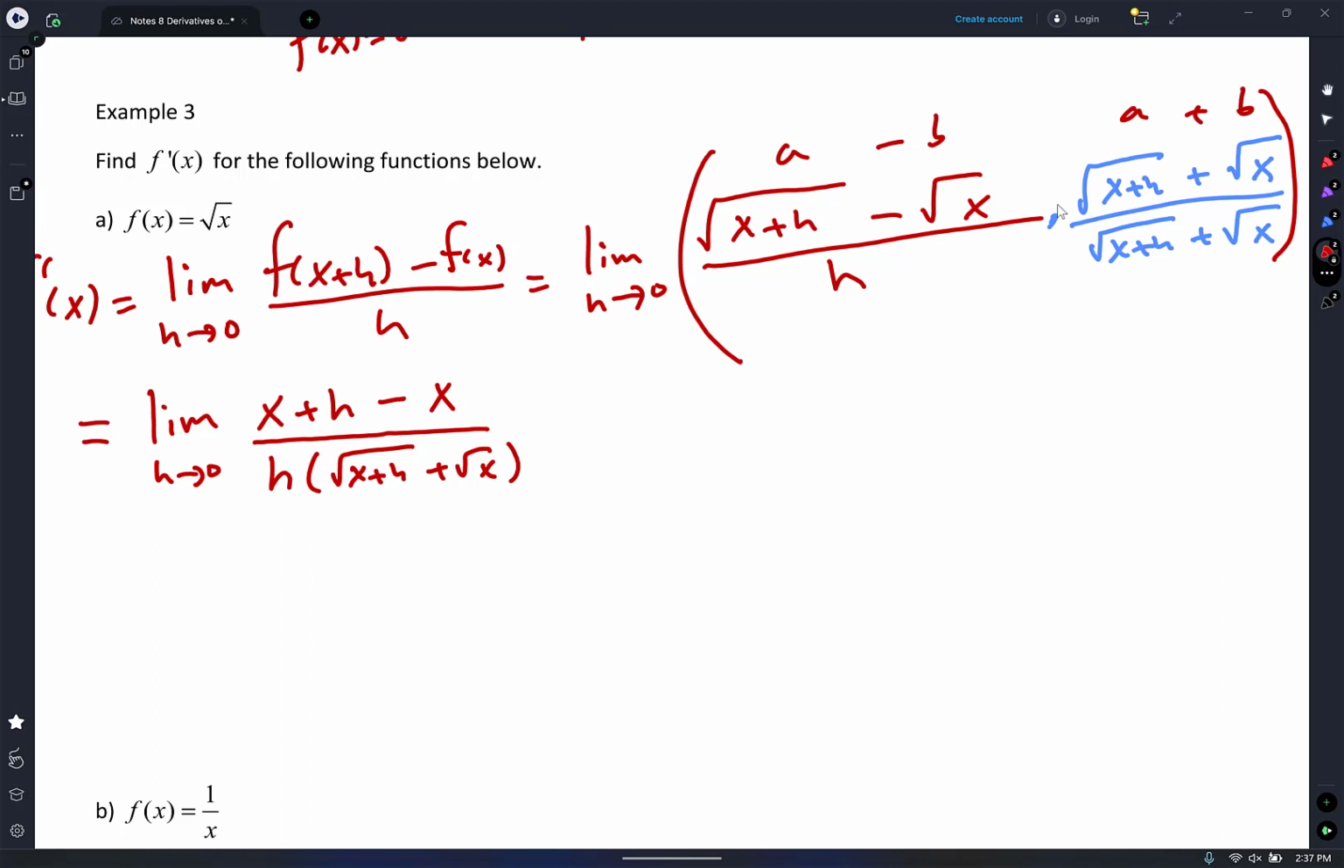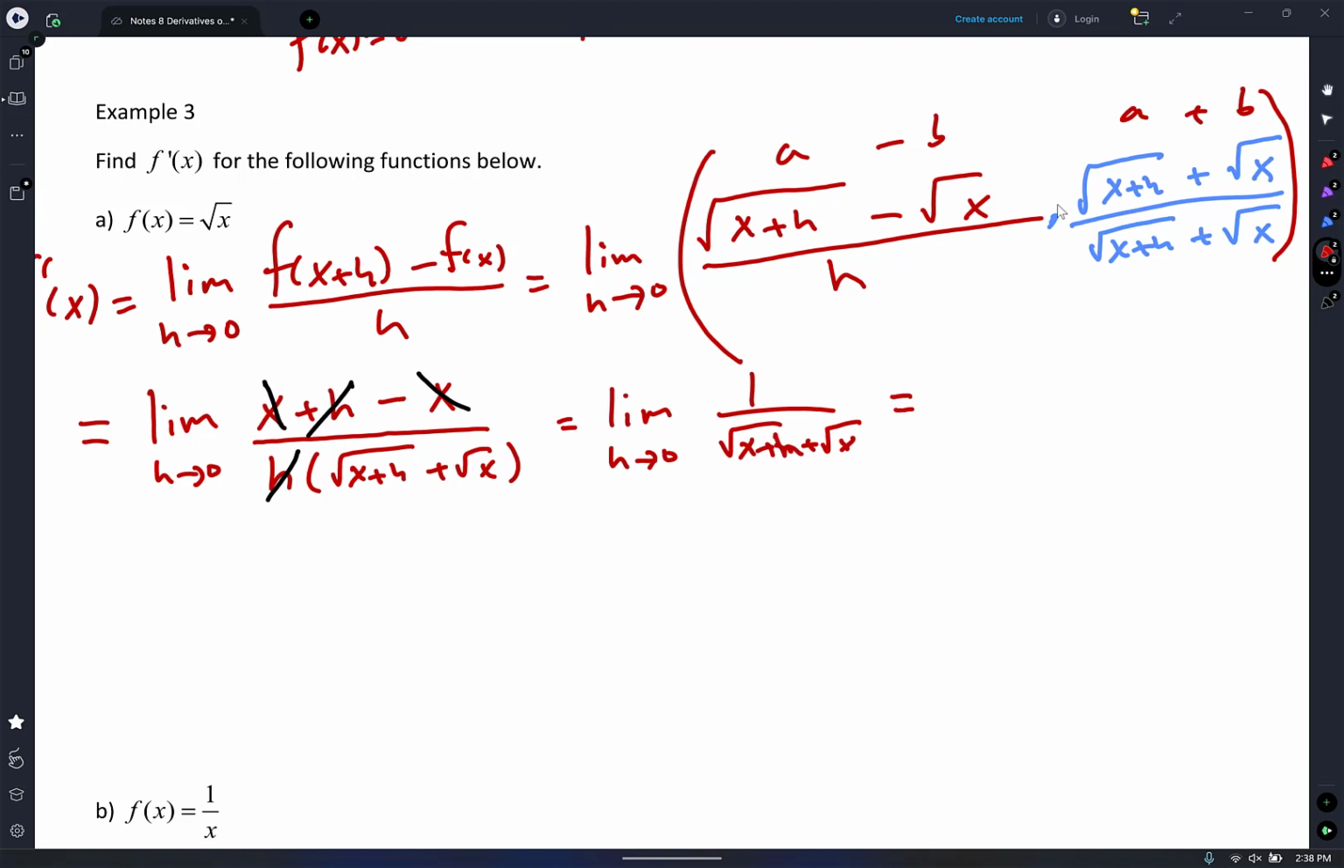Okay, what am I going to zero out first? The x's. Yeah, you got to zero out the x's, and now that I've zeroed out the x's, what can I cancel out? The h's. Correct. Equals limit as h approaches 0. You have a 1 in the numerator over square root of x plus h plus square root of x.